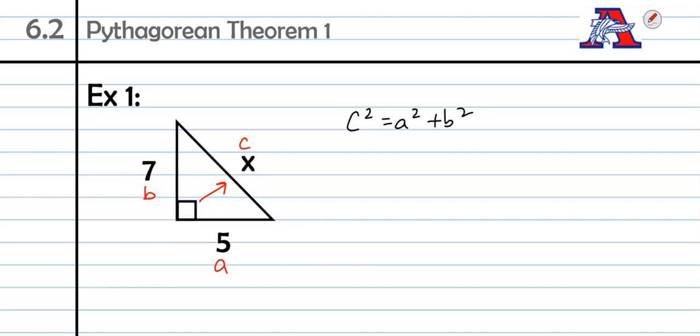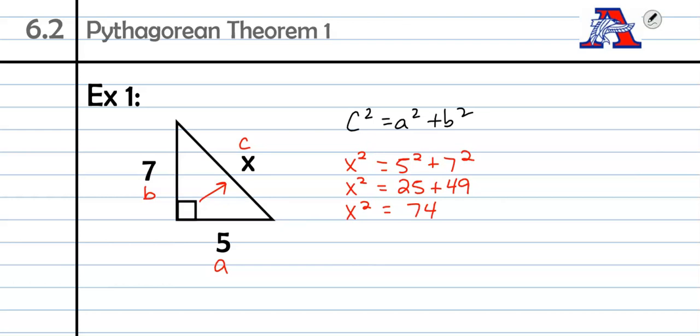From there, substitute your things into the formula. So c is x in our case. a I labeled as 5, and b I labeled as 7. And then you're going to go ahead and actually square 5. So 5 squared is 25, and 7 squared is 49. And then you're going to add those together. So 25 plus 49 is going to be 74.